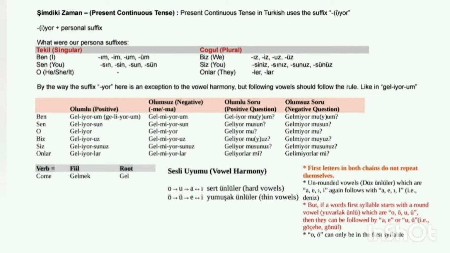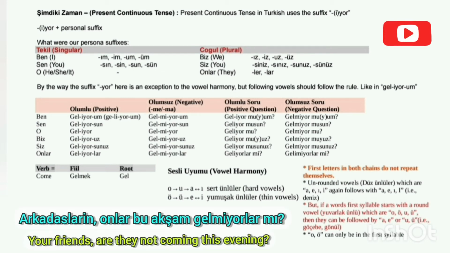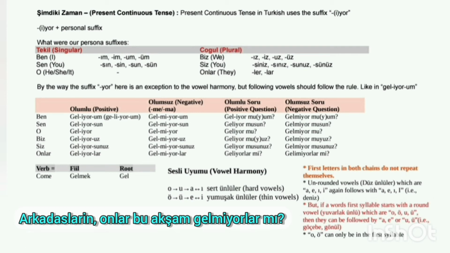So, ben gelmiyor muyum? Sen gelmiyor musun? O gelmiyor mu? Biz gelmiyor muyuz? Siz gelmiyor musunuz? Onlar gelmiyorlar mı? Easy, isn't it? Let's think that we have said, your friends, are they not coming this evening? Arkadaşların, onlar bu akşam gelmiyorlar mı?